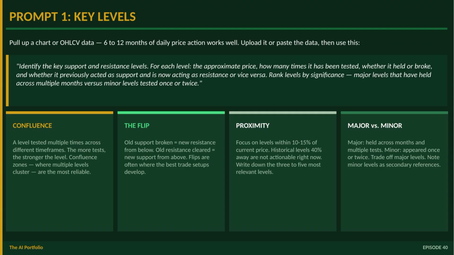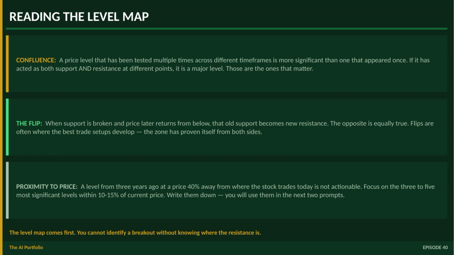You cannot identify a breakout without knowing where the resistance is. You cannot assess a pullback without knowing where support should hold. Get the map right first. When AI returns the key levels, you're looking for 3 things. Confluence. A price level that has been tested multiple times across different time frames is more significant than one that appeared once. If a level has acted as both support and resistance at different points in the past, that is a major level. Those are the ones that matter.